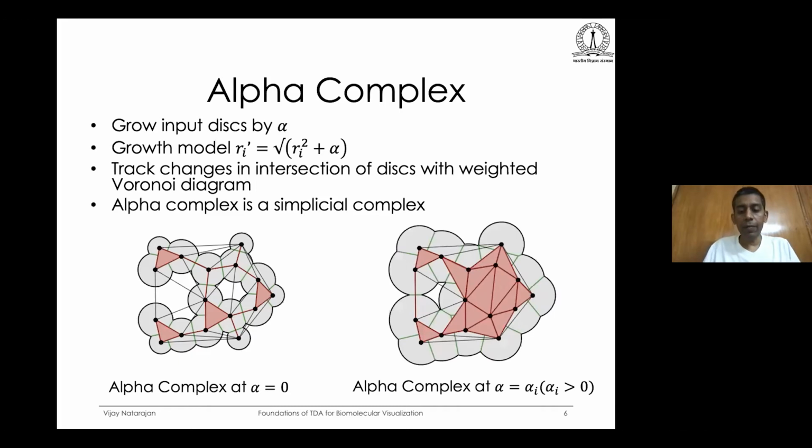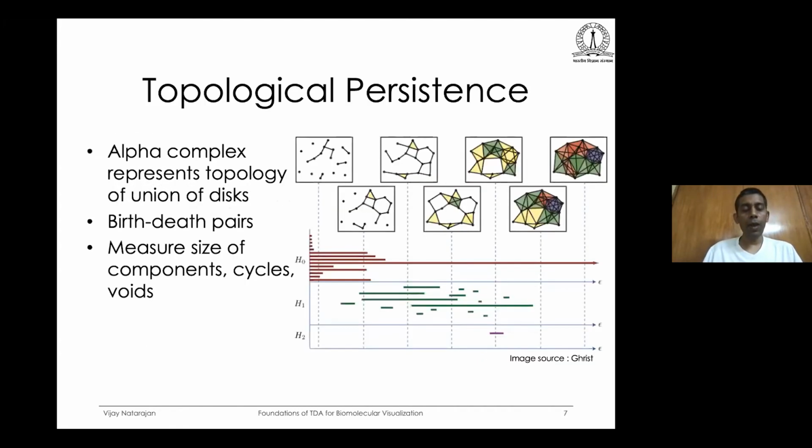So let's see an example here. When you increase the alpha to alpha sub i, the disks overlap, and they occupy the empty space. And this closes one of the tunnels. However, you notice that it actually seems to have created another tunnel, right? So there is clearly some value in the growth model, but how does it help capture these various tunnels at different scales? In order to see that, we want to look at not just a specific alpha, but the entire sequence of alpha complexes for varying values of alpha, right from 0 till infinity.